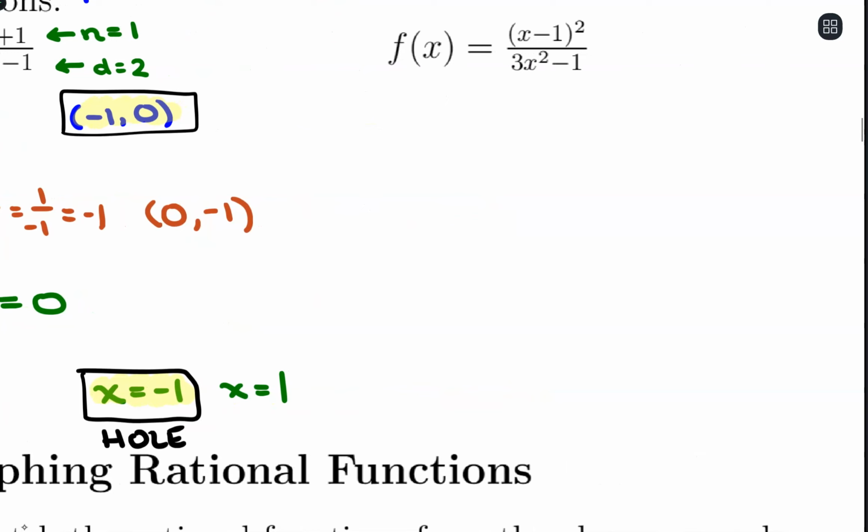Okay, let's go to our next function here. So we have x minus 1 quantity squared over 3x squared minus 1.